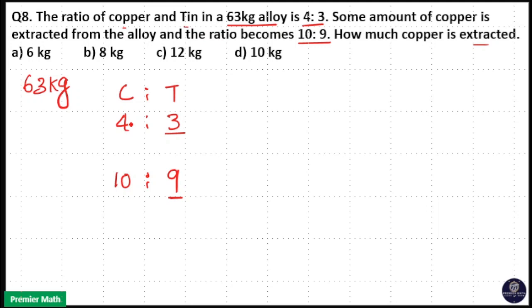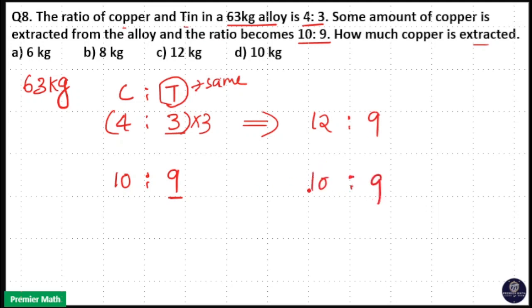After extracting copper means only copper is extracted, so tin will remain the same in both cases. In order to make it equal, I will multiply 4:3 with 3. That means 4 into 3 is equal to 12, and 3 into 3 is equal to 9. Here 10:9. Now tin is the same in both cases.